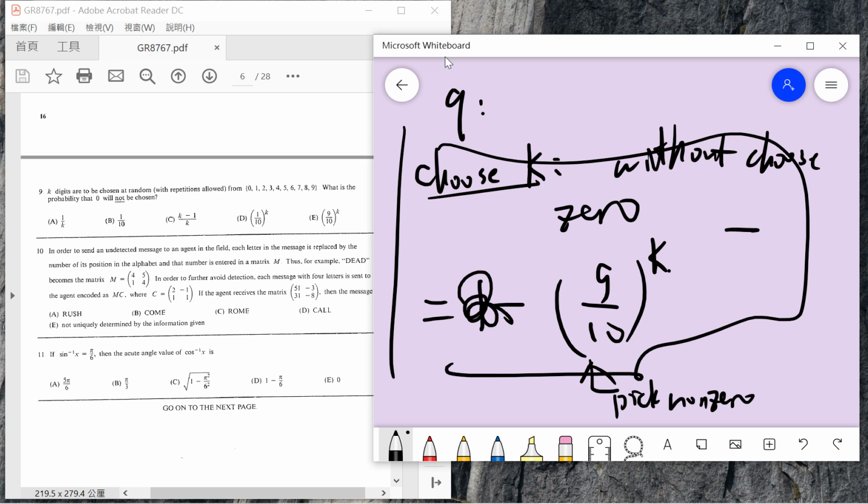We choose E, because each time the chance that you don't pick 0 is 9 over 10, which is 0.9. So in K times, which are independent events, it's just 0.9 to the power K. So the answer is E.